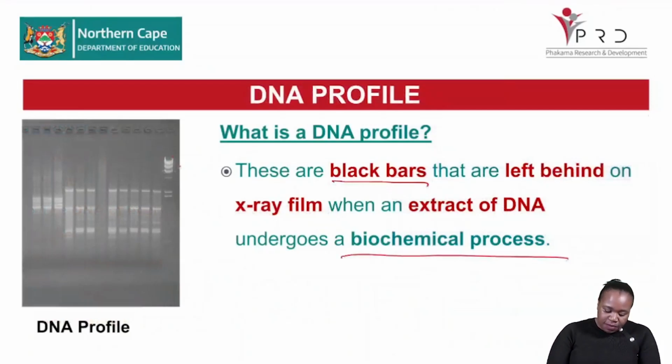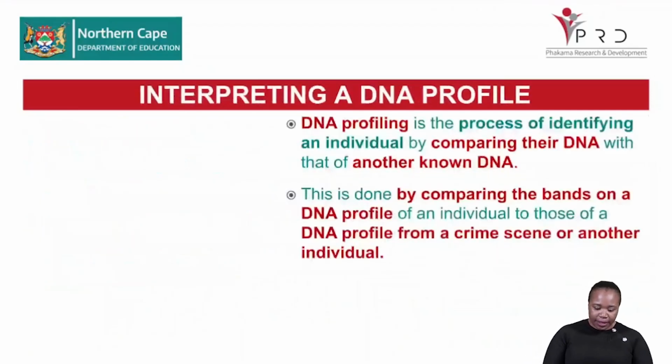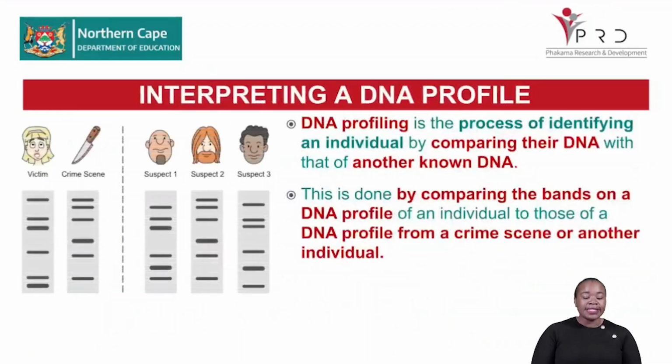So here, these bands that we can see, those are representing our DNA, right? So based on your DNA, an X-ray film will form these bars. Now, these bars will be unique to each individual because we are not the same, right? Okay. Now, let's look at the interpretation of the DNA profile, right?